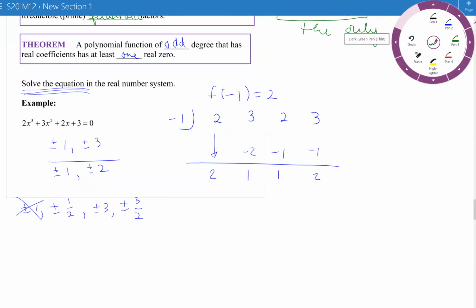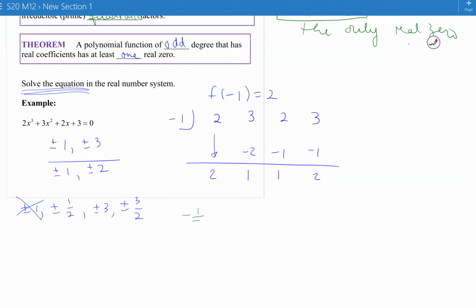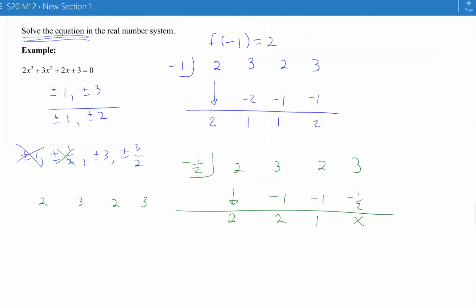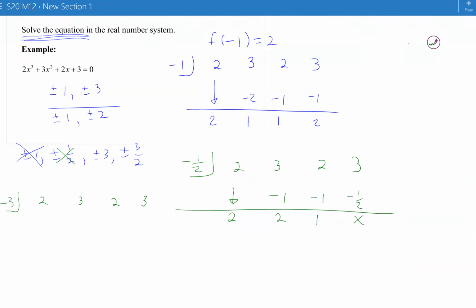So let's try negative 1/2. 2, 3, 2, 3. 2 comes down, negative 1, 2, negative 1, 1, negative 1/2. So that one didn't work either. And I can see that positive 3 is definitely not going to work. And negative 3 probably not either, but it doesn't take that long to check. So let's just check negative 6, negative 3, 9. Oh, that one's not going to work either.